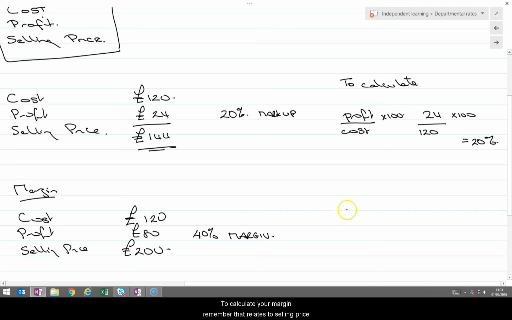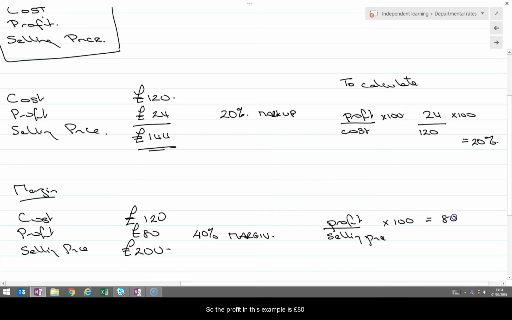To calculate your margin, remember that relates to selling price. So if you're actually required to calculate it at any time, it's your profit divided by your selling price times 100. So the profit in this example, £80, divided by your selling price times 100 gives us 40%. So we know those percentages are right.